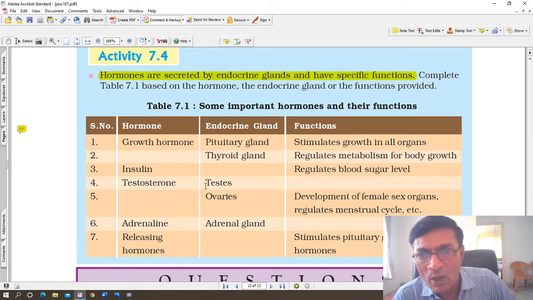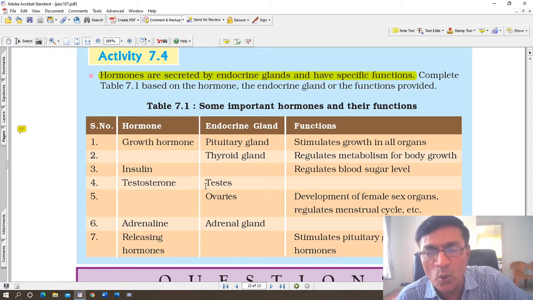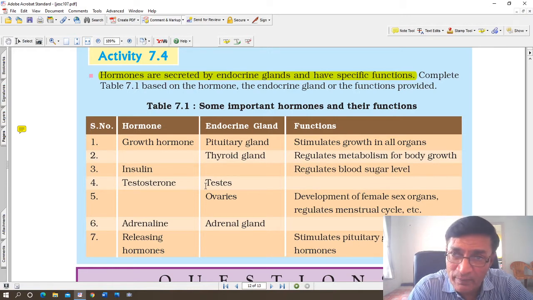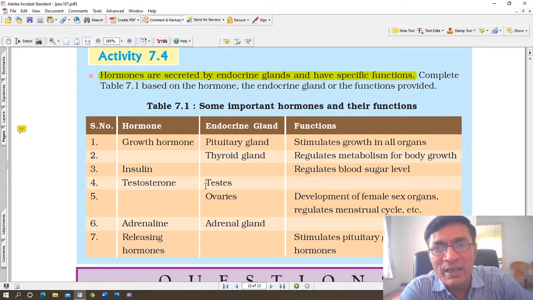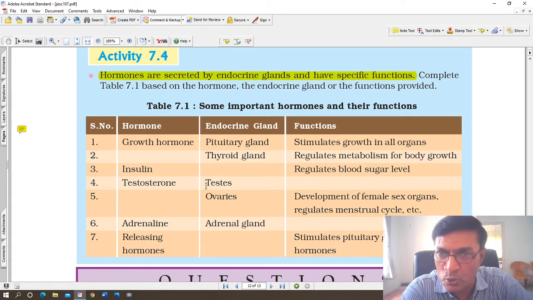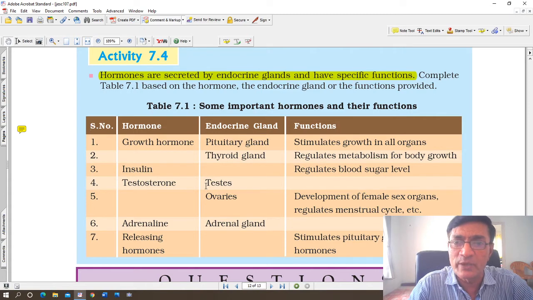Complete the table. For example, growth hormone. The growth hormone is secreted by the pituitary gland and it stimulates growth in all organs. The thyroid gland secretes thyroxine, and it regulates metabolism for body growth. Insulin is secreted by the pancreas and it regulates blood sugar. Testosterone is secreted by the testes and it has reproductive functions. It regulates secondary sexual characteristics.